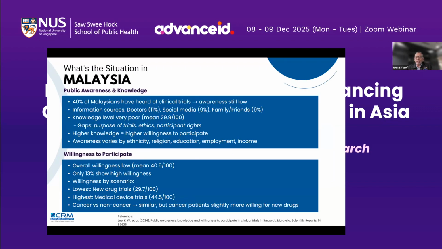In the study that we did on a group of people in Sarawak, it's a dipstick study to understand their knowledge and awareness of clinical research. We understand that 40% of Malaysians have heard of clinical research. The awareness is still not strong. If you look at the information sources, 10% are from doctors, 9% know from social media, and 9% from family or friends. And knowledge of clinical research is pretty poor, with only 30%.